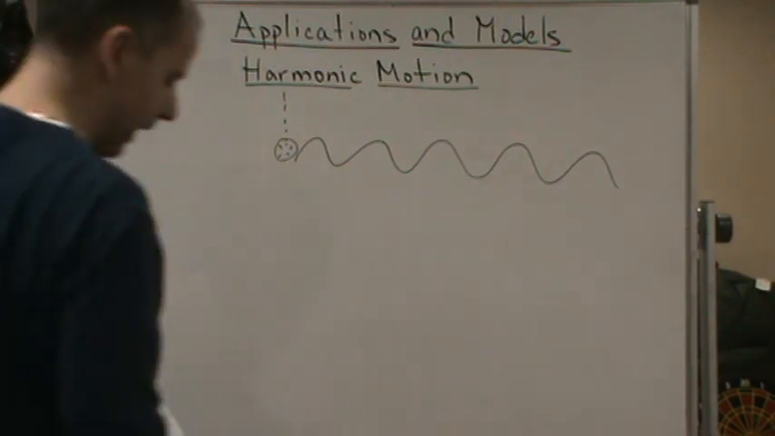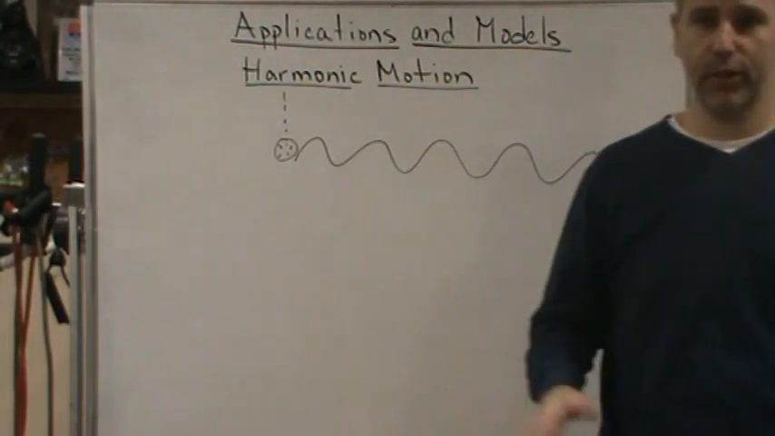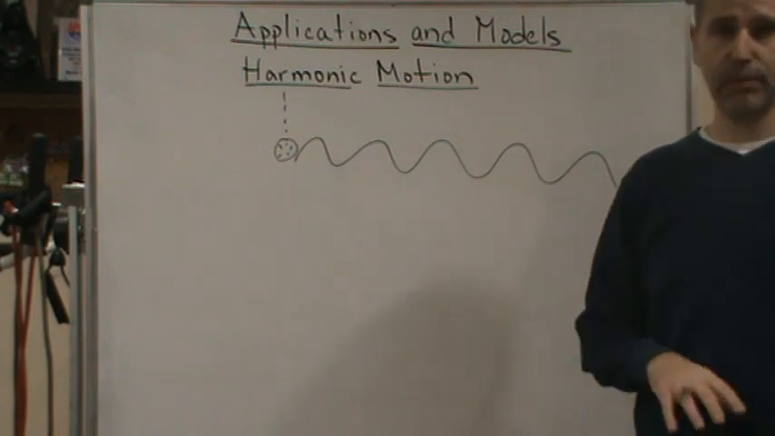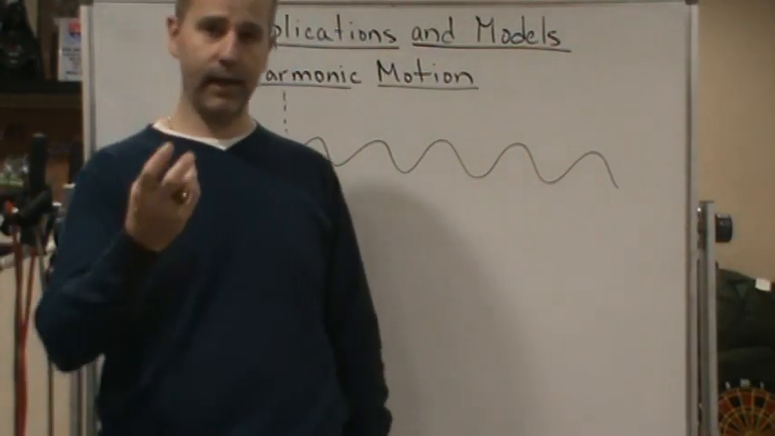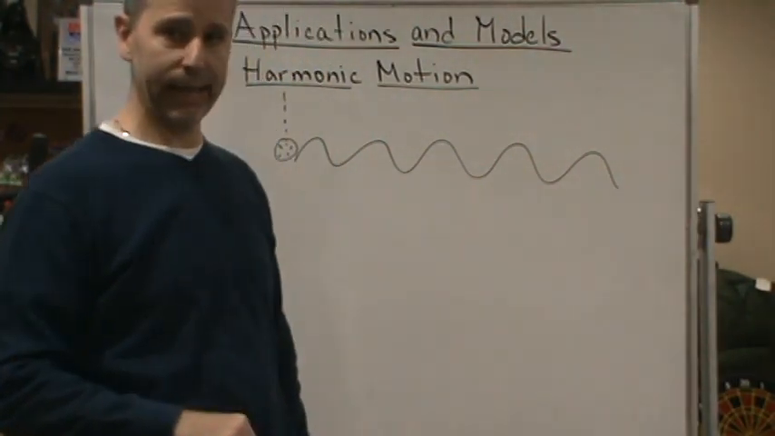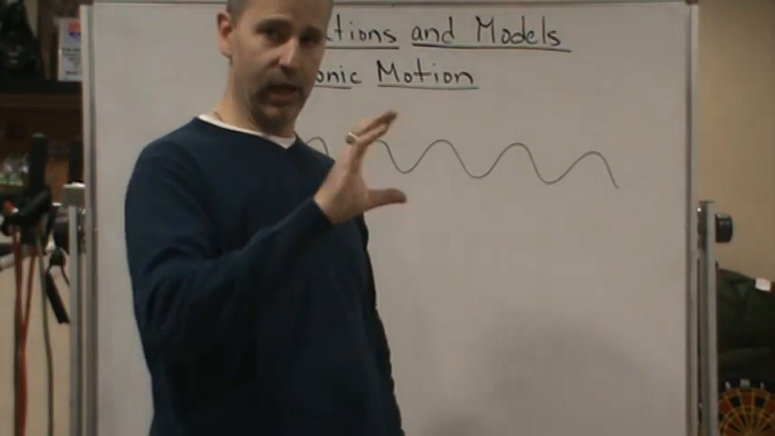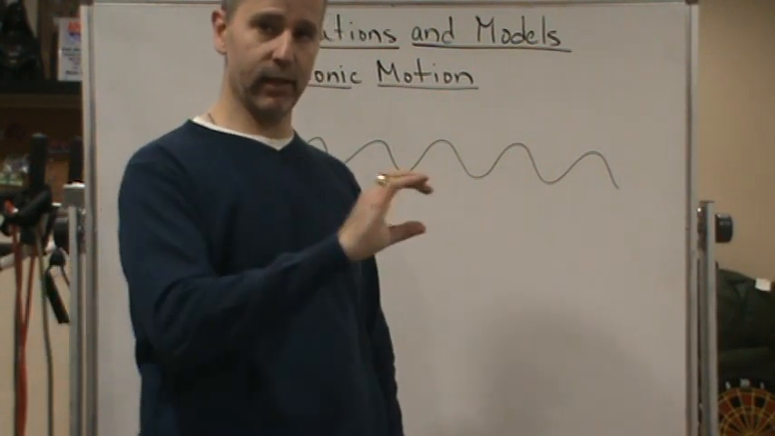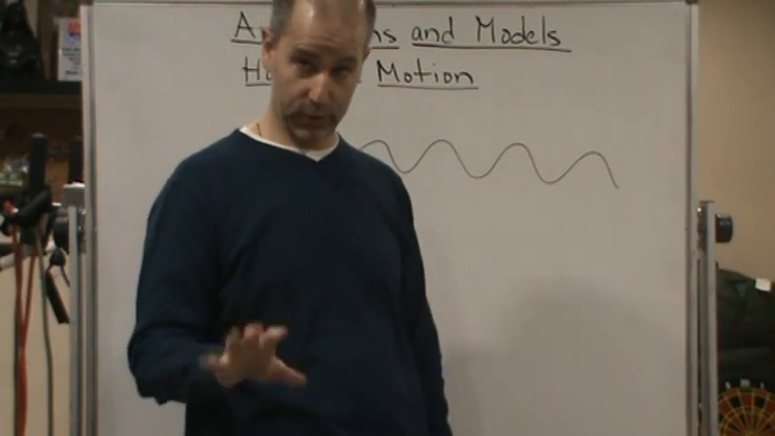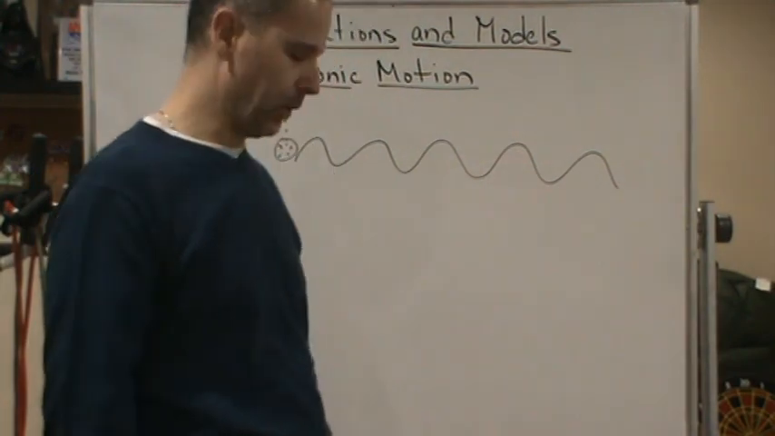All right, welcome back. Okay, so now we're going to do another example of harmonic motion. So last time we talked about a spring, right? An object, a ball hanging on a spring, or we talked about a block attached to a spring in the vertical direction. Both of those are examples of harmonic motion, simple harmonic motion.